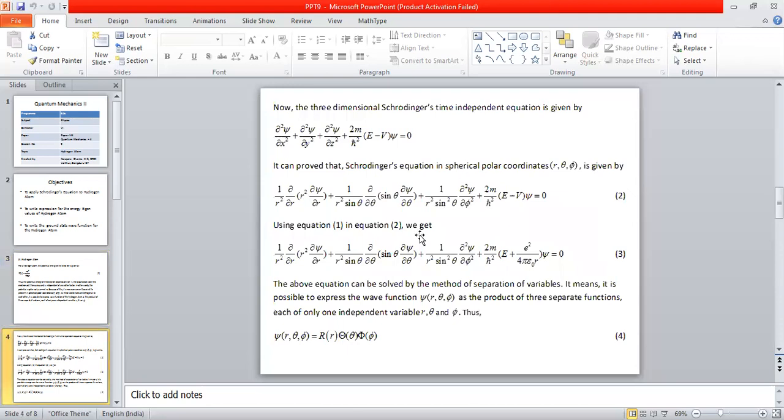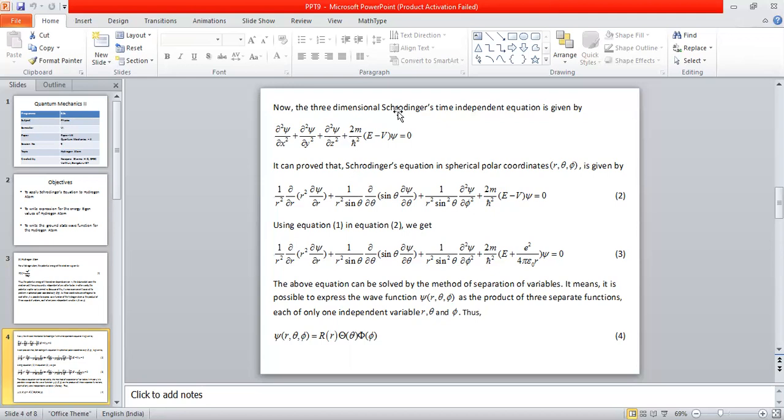Before I come to Schrödinger's equation in spherical polar coordinates, let me mention the general three-dimensional Schrödinger's time independent equation. It is given by dou square psi by dou x square plus dou square psi by dou y square plus dou square psi by dou z square plus 2m by h cross square times E minus V times psi is equal to 0. This is the expression for Schrödinger's equation in terms of Cartesian coordinates x, y, z.